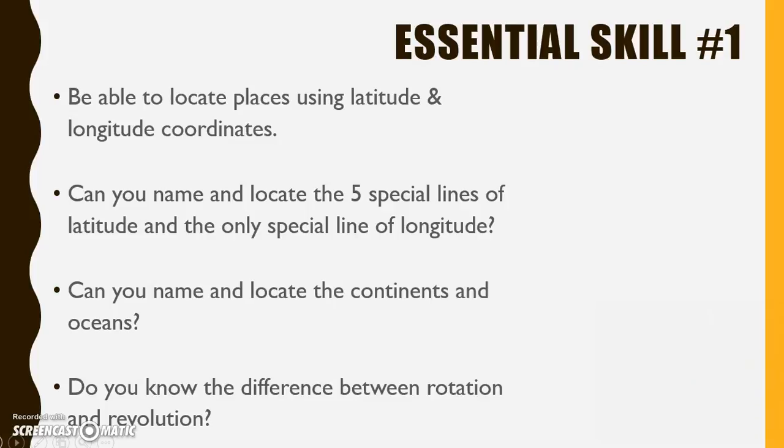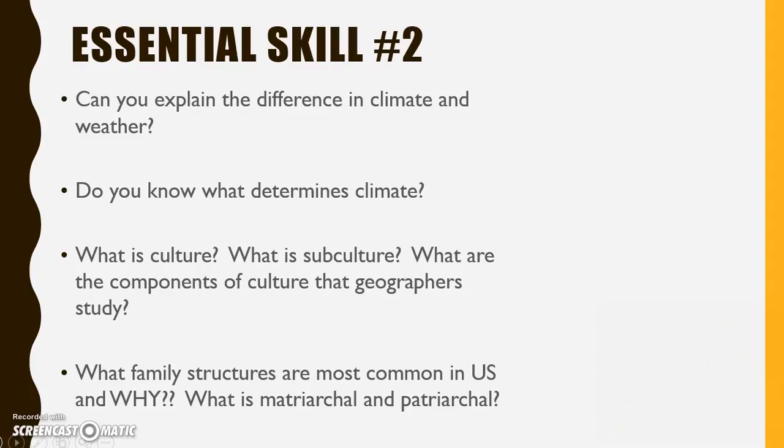Be able to locate all 5 special lines of latitude and the prime meridian, the only special line of longitude that I asked you to know. Can you name and locate all of the continents and oceans, including the new 5th ocean, the Southern Ocean? And could you explain the difference between rotation and revolution? A lot of this you're going to be using your guided notes and the practice that we did in class together, and that will really help you prepare for this first essential skill.